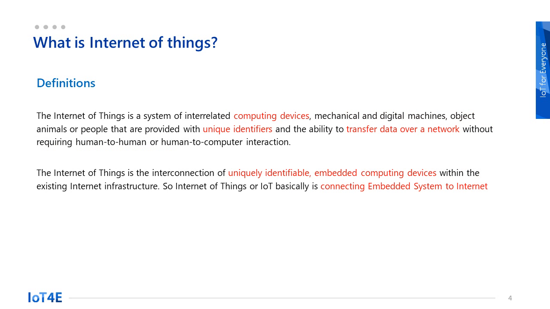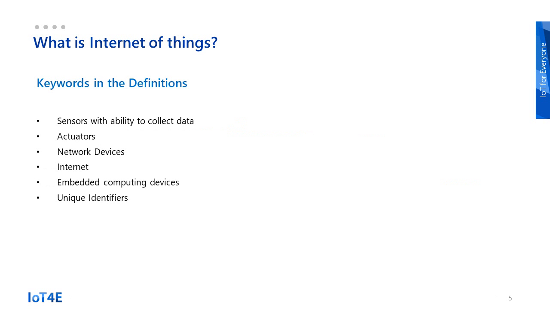The Internet of Things is a system of interrelated computing devices, mechanical and digital machines, objects, animals, or people that are provided with unique identifiers and the ability to transfer data over a network without requiring human-to-human or human-to-computer interaction. The Internet of Things is the interconnection of uniquely identifiable embedded computing devices within the existing Internet infrastructure. So the Internet of Things, or IoT all in all, is simply connecting embedded systems to the Internet.